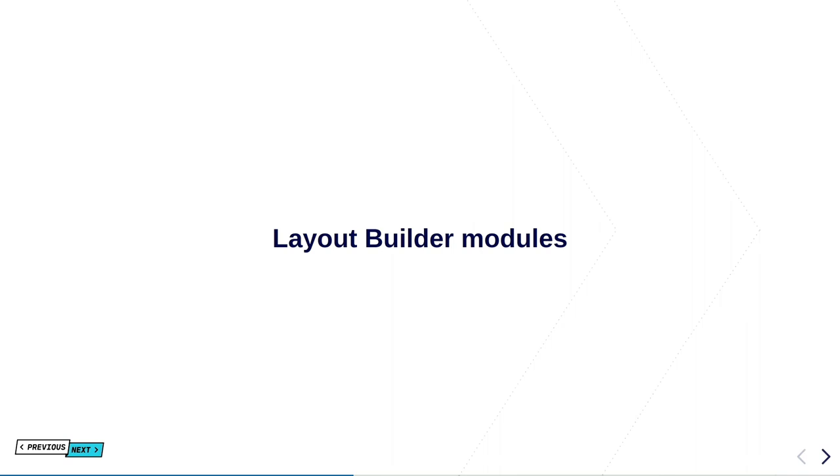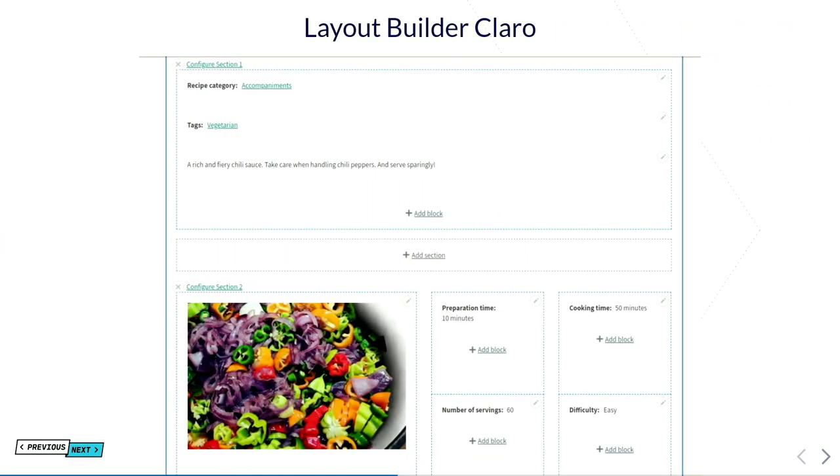There are four common modules that we use across our sites that really make this better. And we pretty much use these across everything that we do. So the first module is Layout Builder Claro. It's a very simple theming only module. It requires no configuration, assuming you use the Claro theme.